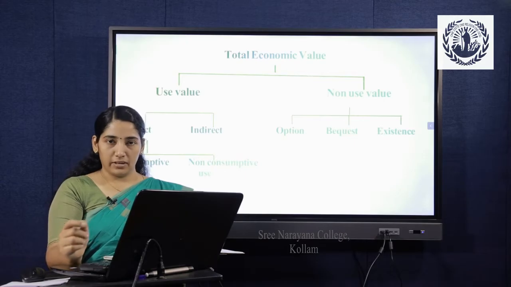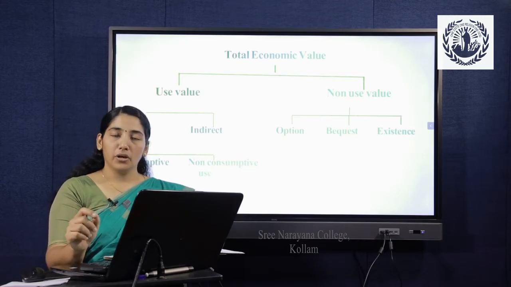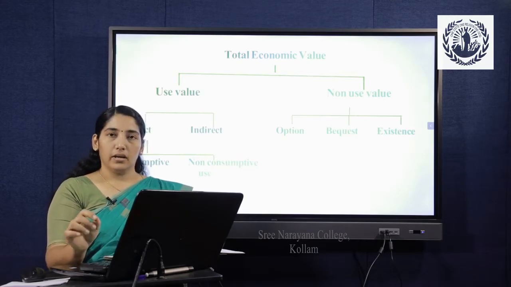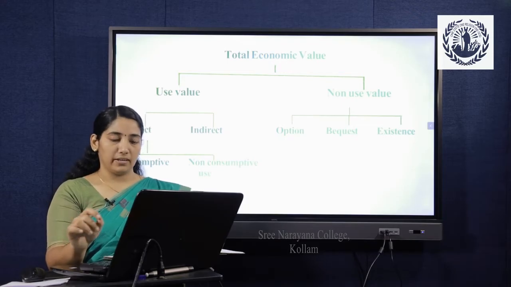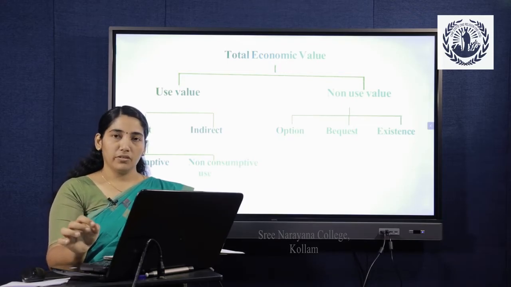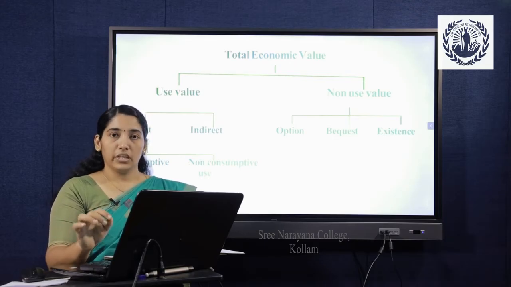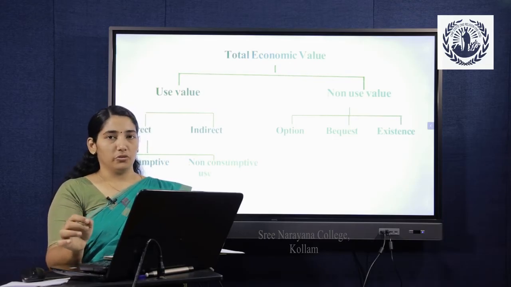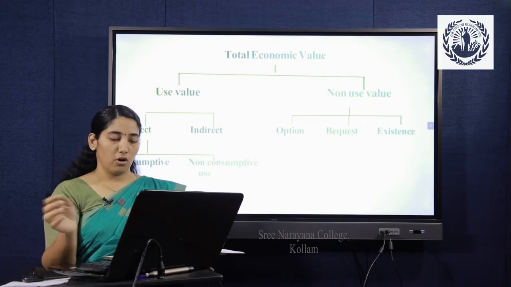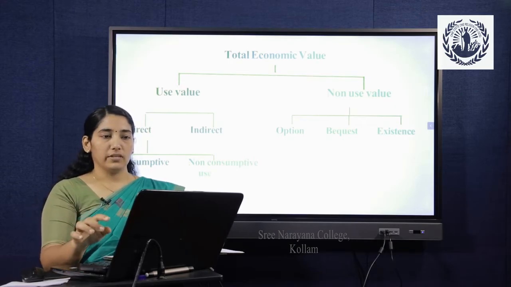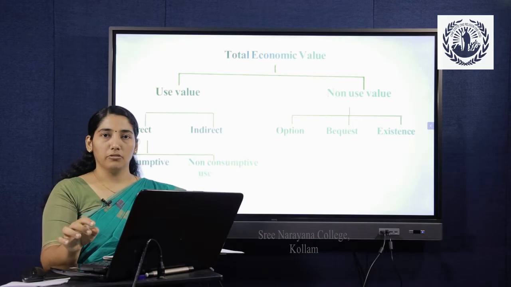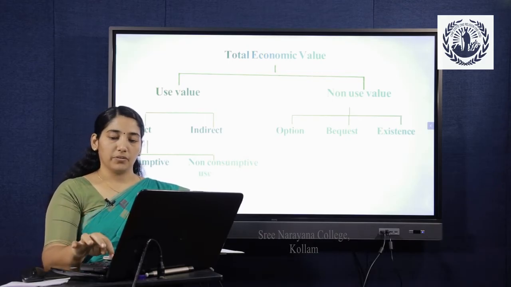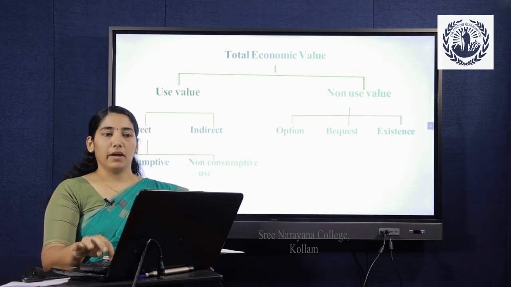Then comes the existence value. The value of knowing the resource exists is called existence value. Some individuals will attach a value to resources which they may never expect to use. That type of value is called existence value. So these are the types of total economic value: the use value, non-use value and their classifications. Then let us go to the various methods of environmental valuation.